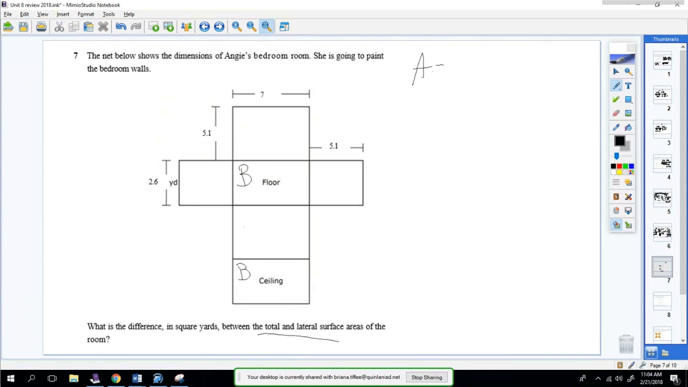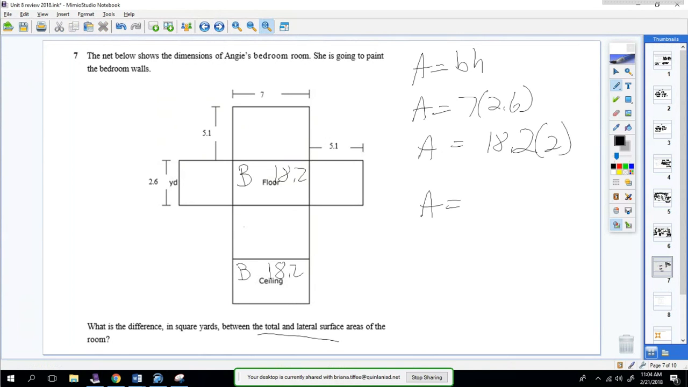So A is base times height. So the base of the floor is 7 and the height's 2.6. So 7 times 2.6 is 18.2. Well, if the floor is 18.2, that means the ceiling is 18.2. So I'm going to multiply this by 2, or you can do 18.2 plus 18.2, and you get 36.4. So the difference between the total and lateral surface area is 36.4.